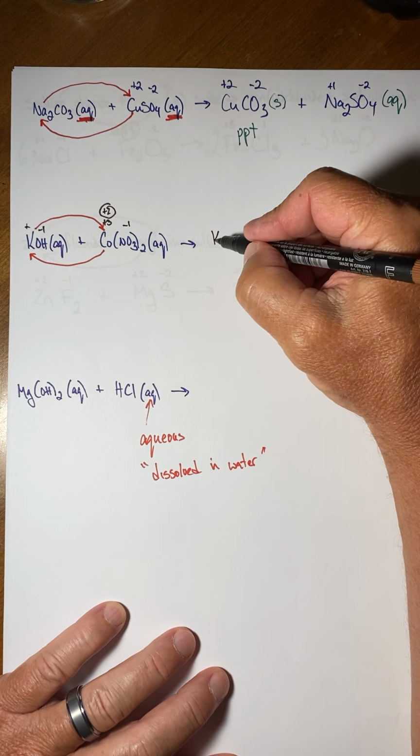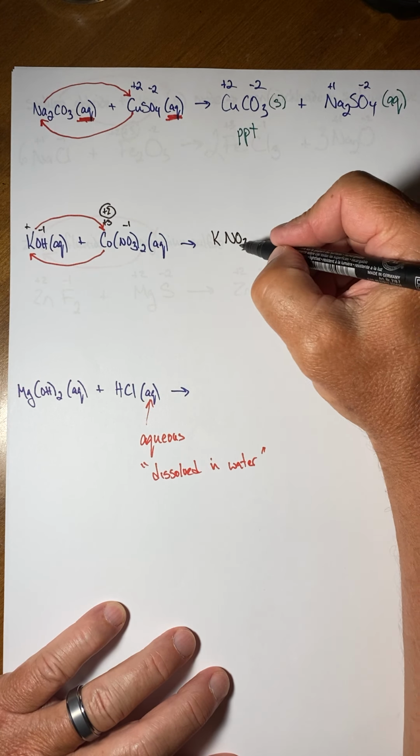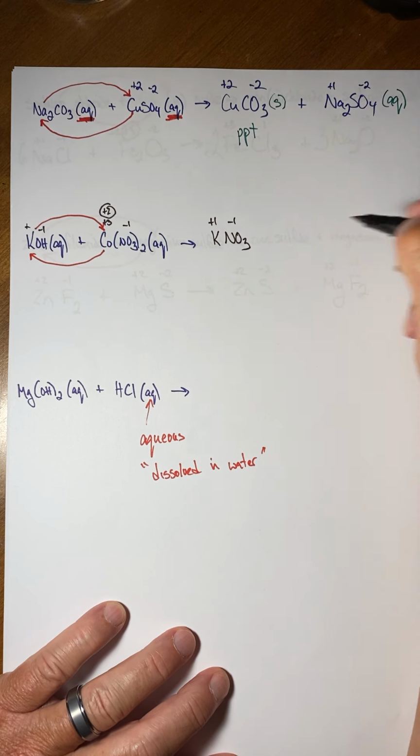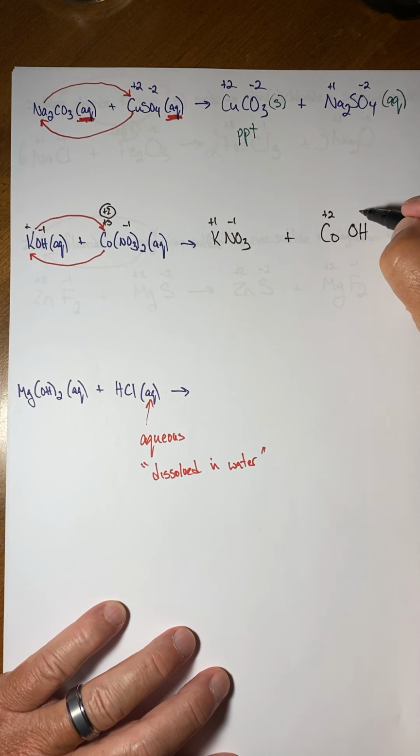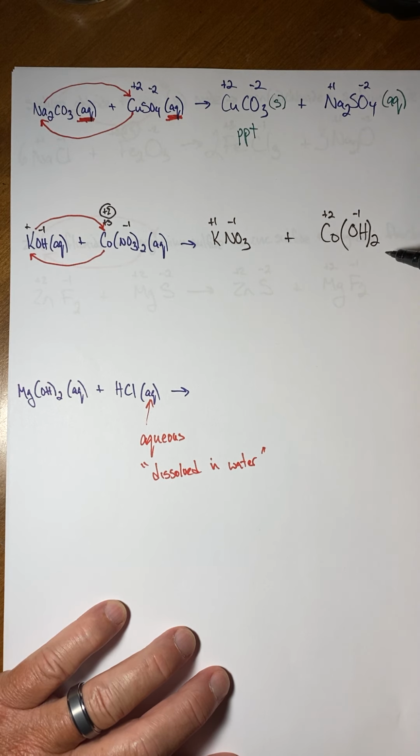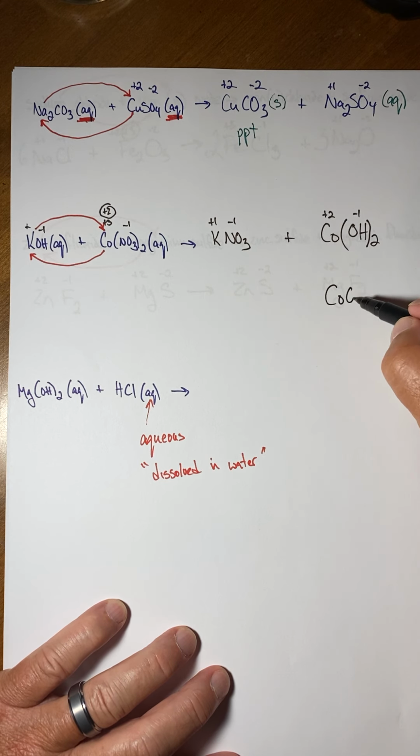So potassium is going to end up dancing with nitrate. Symbol, symbol, valence, valence, crisscross. And then cobalt, we're using the +2 valence, is going to be dancing with hydroxide, which is -1, crisscross, 2. Now, be careful. If you have more than one polyatomic ion or radical, you need to put brackets around it. If you don't believe me, do this and tell me how many cobalts you have, how many oxygens, how many hydrogens, and then do the same thing here, and you'll see that there's a difference.